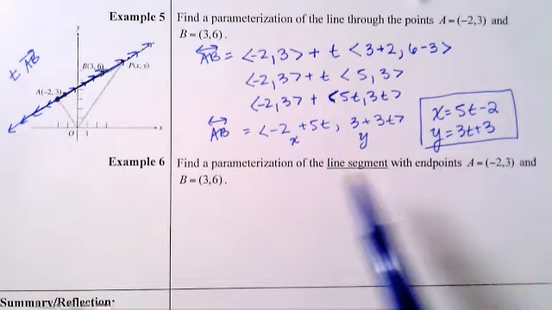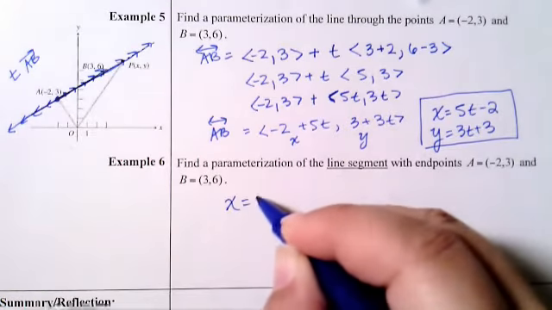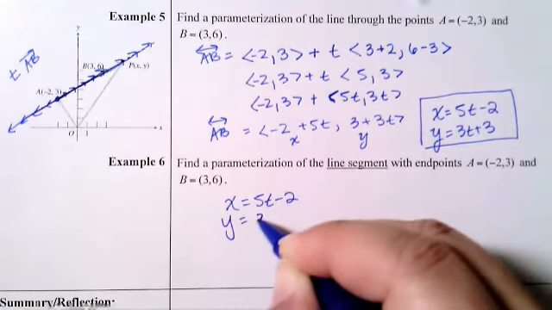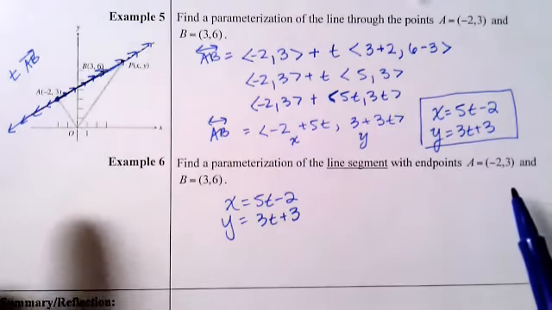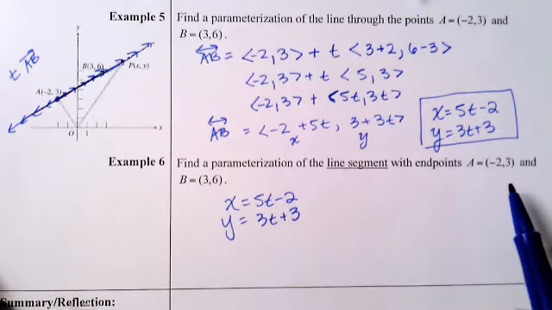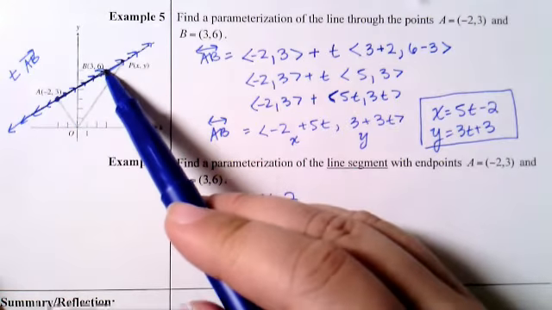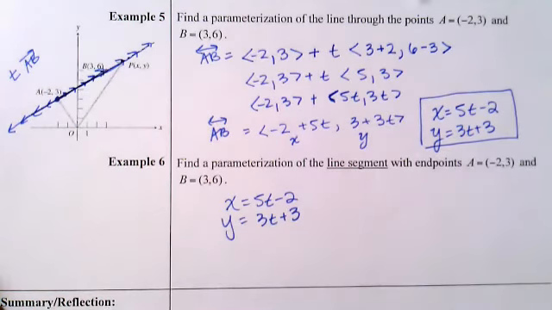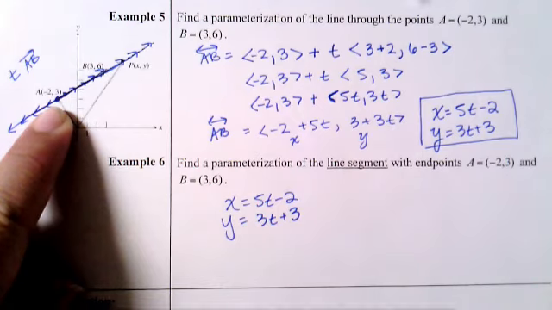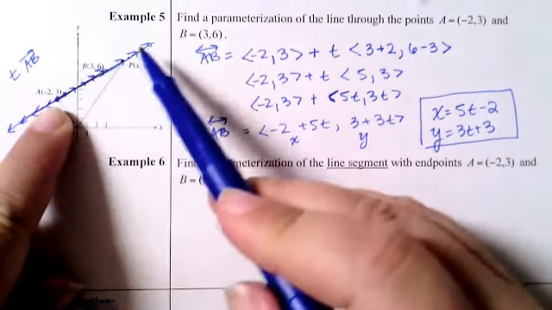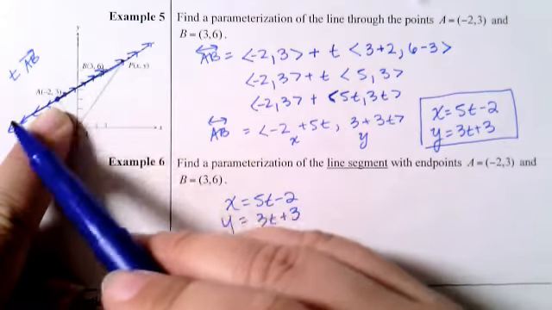So in example 6, we have the same points. So we have the same parametrization. But if we want endpoints, then we need to limit our t values. And so in order to do that, what we're going to do is we're going to calculate what t values give us the point at A and the point at B, which are now our endpoints. Well, remember we started at point A and we added a vector. Well, if we don't want to go past point A, then we don't want to add any vector. So that's going to be 0. So we're going to start at t equals 0.